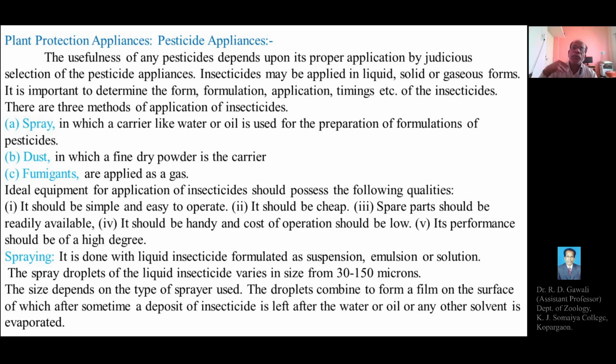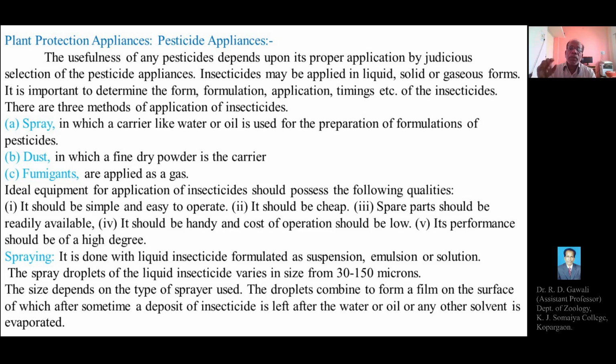So, the droplets which are produced after the spraying of the liquid insecticides or pesticides are formed in the atmosphere and have varied sizes, ranging from 30 to 150 microns. The size of the pesticidal droplets depends on the type of sprayer used.